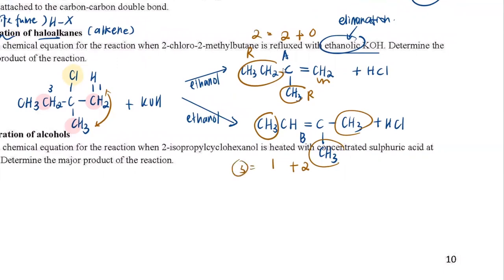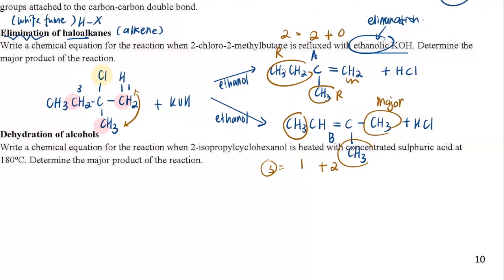So theoretically, B will be the major product because it consists of a larger number of R groups. The greater the number of R groups, the greater the number of alkyl groups. So B will be major, whereas A will be minor. Minor usually forms around 20% and major around 80%. You are producing 2 products in one synthesis.